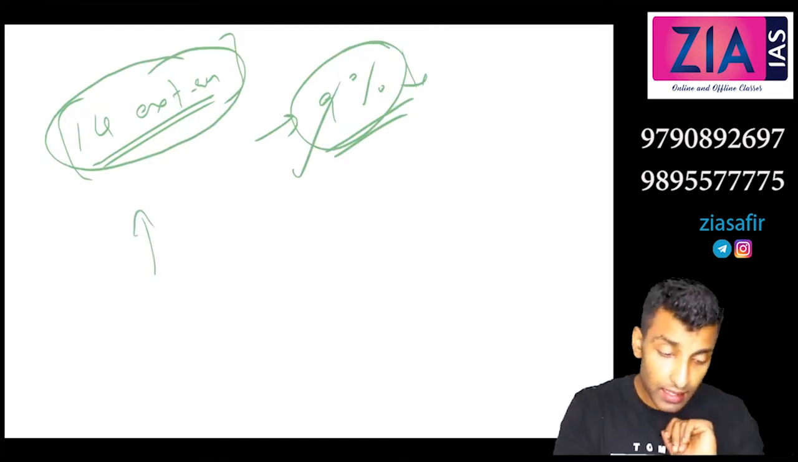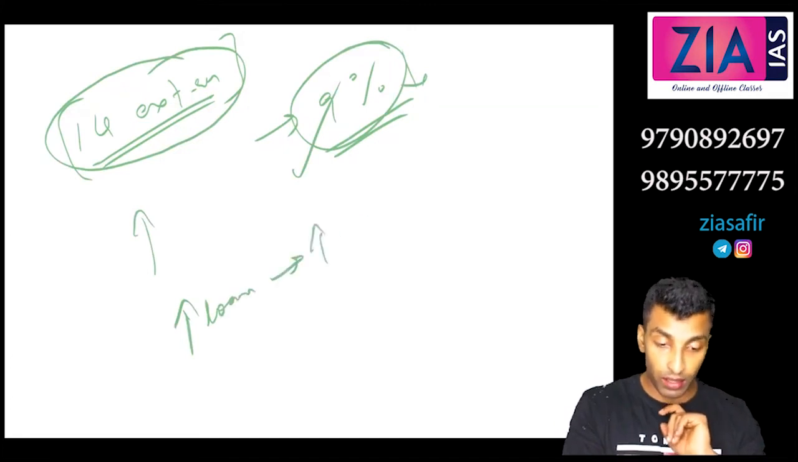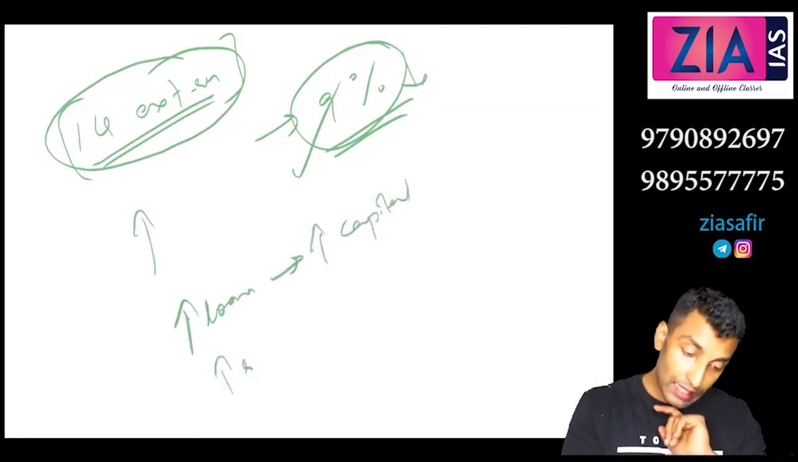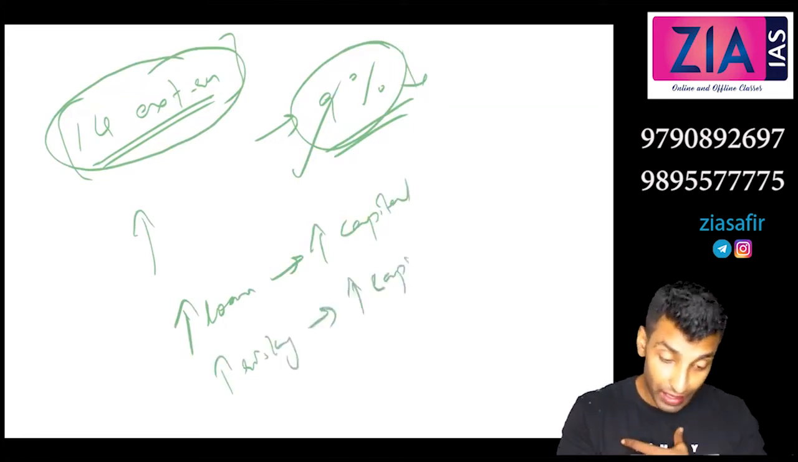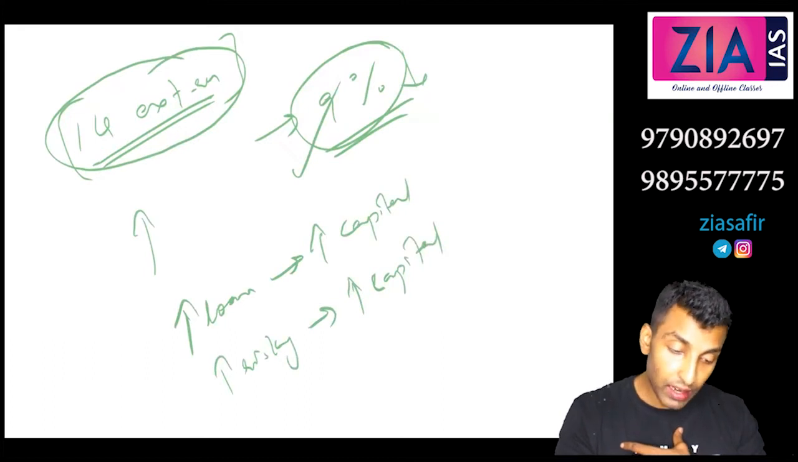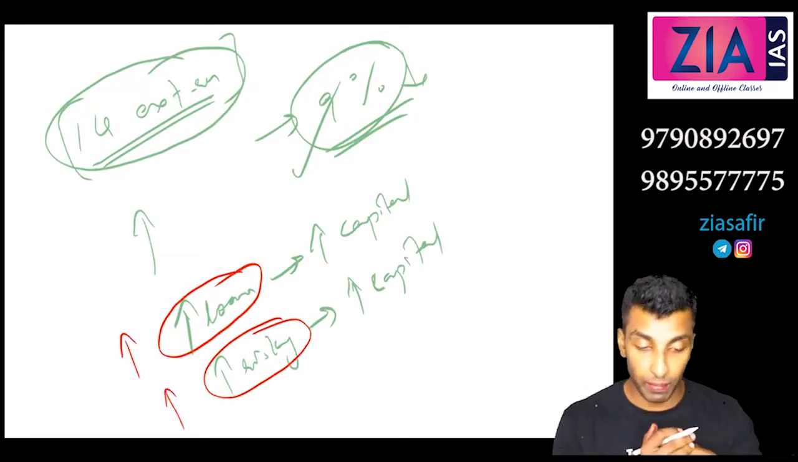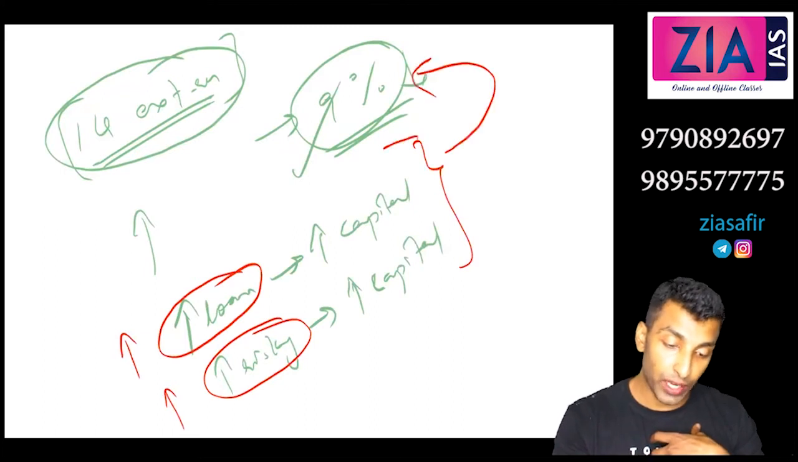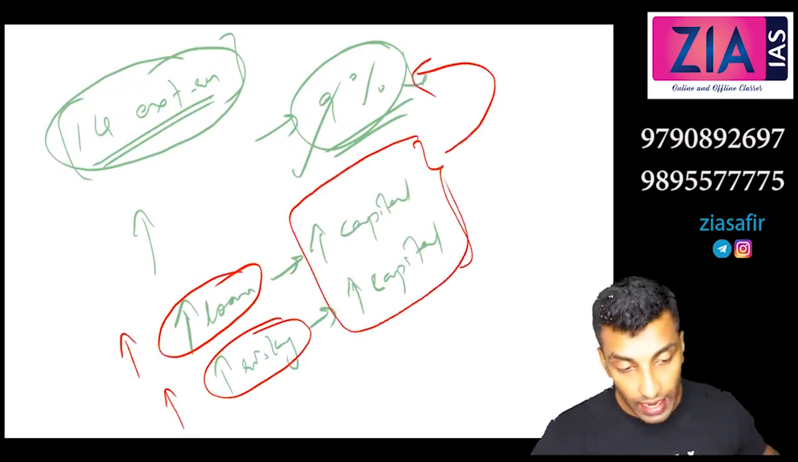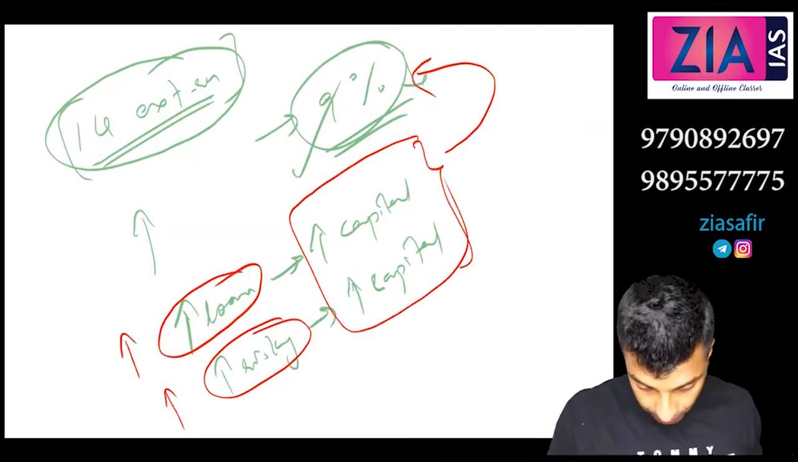So the simple idea is more loan needs more capital, and more risky loan also needs more capital. More loan will increase the denominator, and high risky loans also will increase the denominator because the weightage is changing. In that context, you may fall below 9%, so you need to add more capital. That is the idea of capital adequacy ratio.